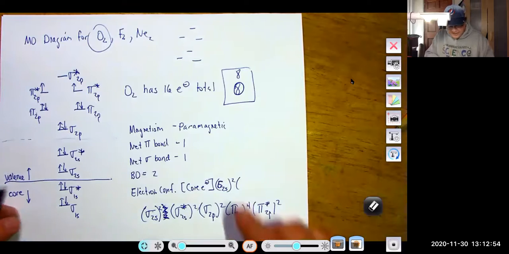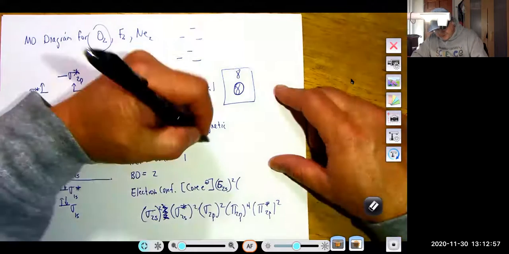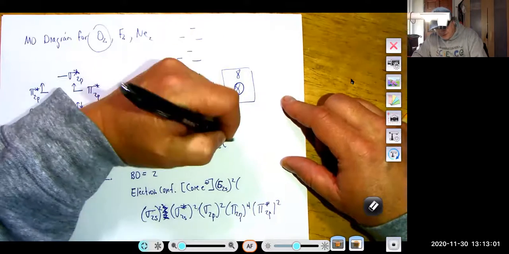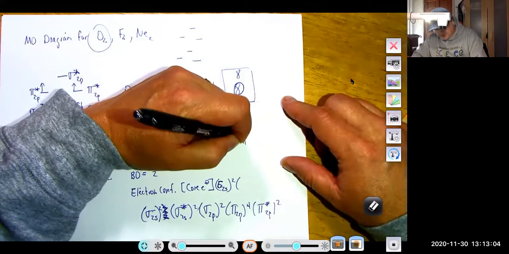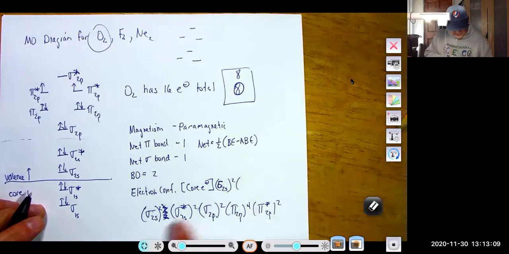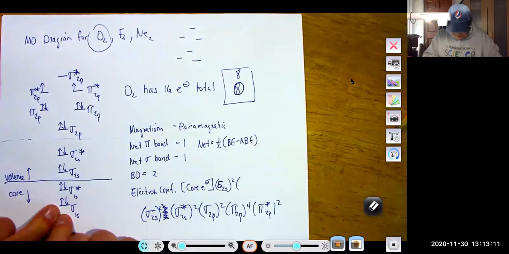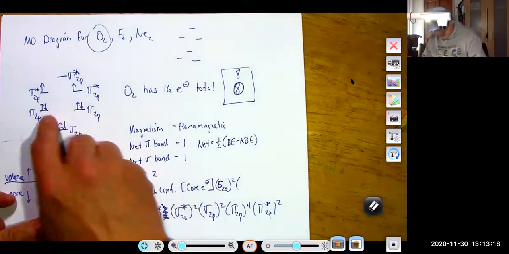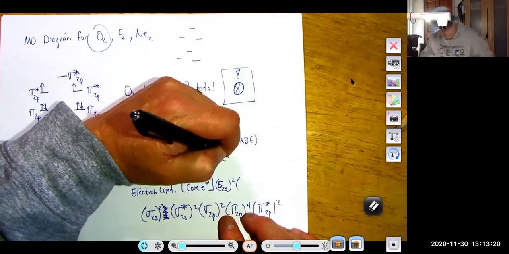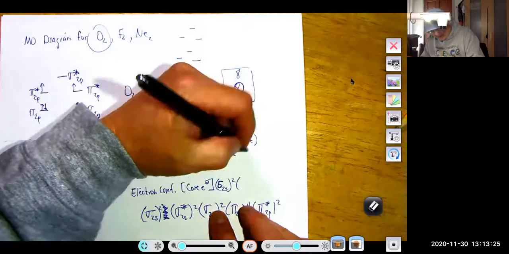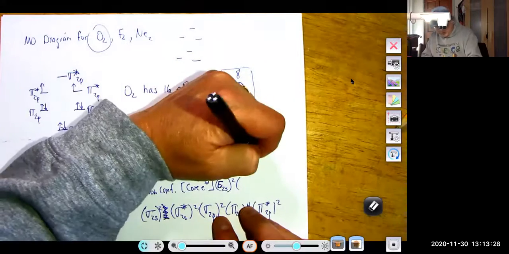Now, another way to get the net number of pi bonds is this way. The net is going to equal 1/2 of the bonding electrons minus the anti-bonding electrons. So if we take a look at this configuration, how many bonding electrons do we have that are pi? Well, we don't look at these. We've got 1, 2, 3, 4. 4 bonding electrons in the pi, and we've got 2 in the anti-bonding. So you get 1.